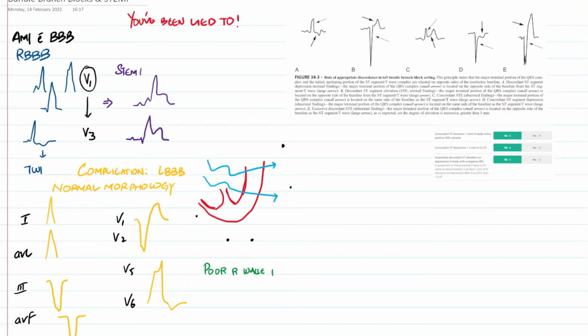Remember that a left bundle branch block will more or less have poor R-wave progression. Acute myocardial infarction should not be diagnosed in the setting of a left bundle branch block solely on the presence of poor R-wave progression. Now that comes with the caveat that if you see deep QS complexes even in V5 and V6, that can suggest an underlying acute myocardial infarction.